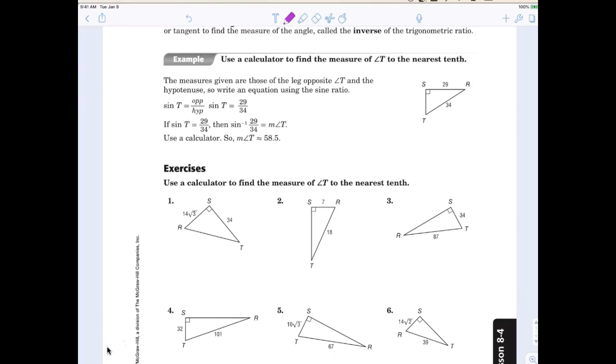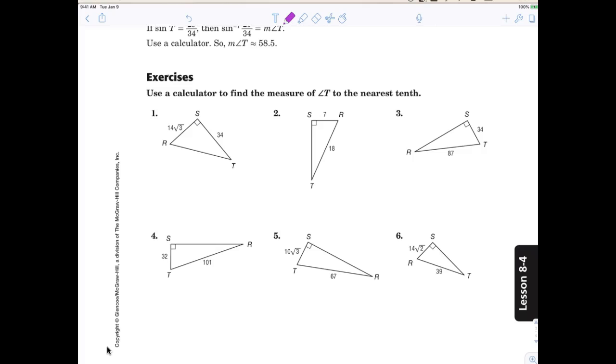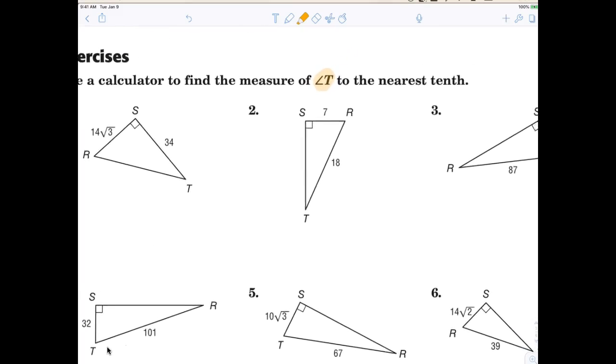Now listen. Do me a favor. All right. I'm scrolling down to the questions now. So here we go. Question number 1, guys. Look at number 1. It says, find the measure of angle T. So highlight angle T. And then we're referring to angle T right here.